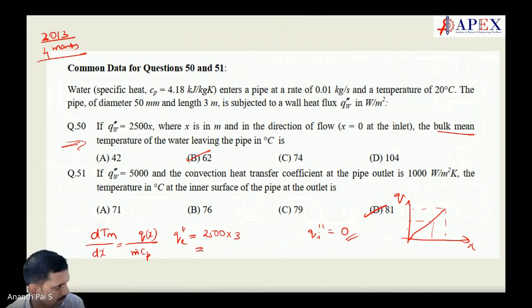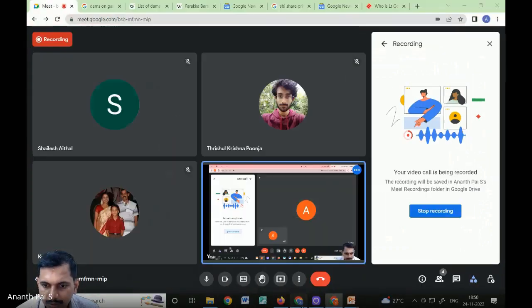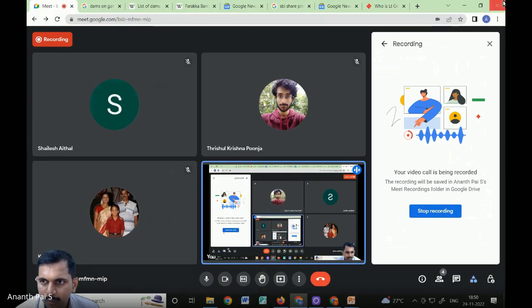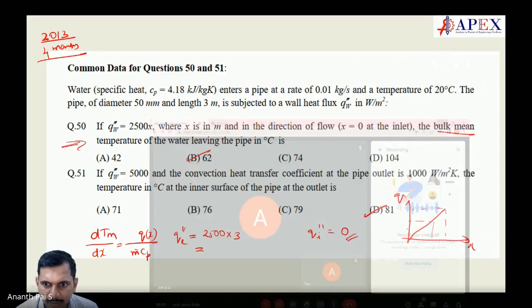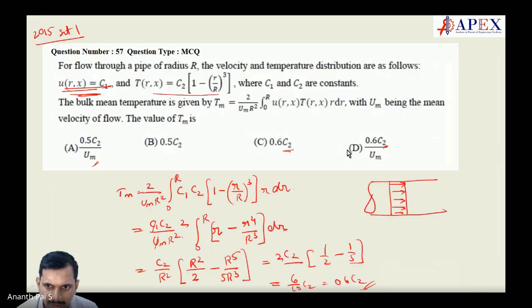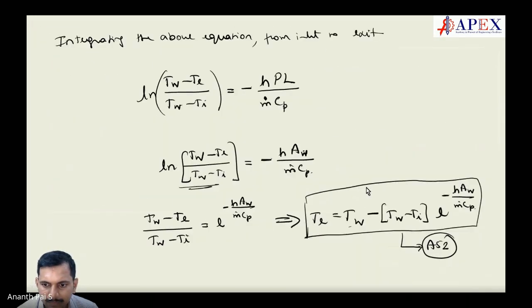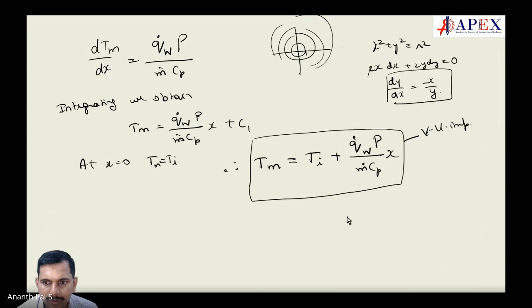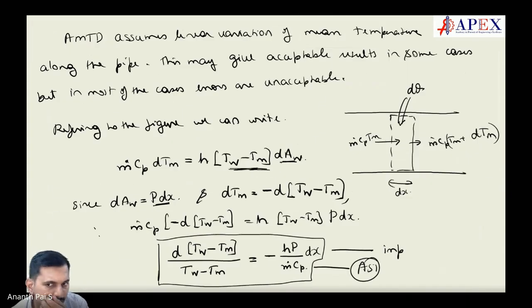Thank you students, so I stop the class here, because I hope you got the answer for the previous one. This one, 81, you got? No? Try it out. You just have to apply this equation. Q dot is known, P is known, m dot Cp is known, X is known, X is equal to L, Ti is known. Correct? Previous one again?